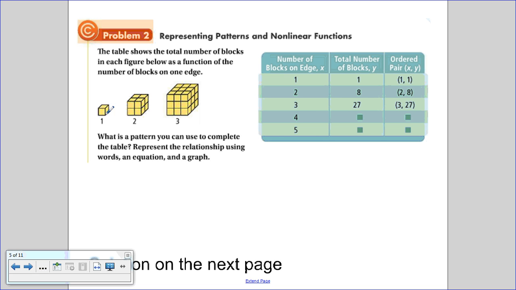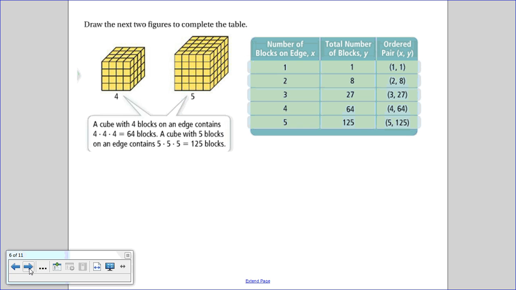So 1 block wide is 1 block. 2 blocks, you go 2 over and 2 up. You get a total of 8 blocks. When you go 3 by 3, you get to 27. What is a pattern you can use to complete this table? Well, you could draw it all out, or we kind of look for a pattern. So what do you notice?